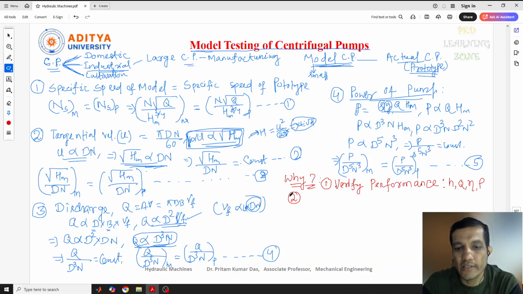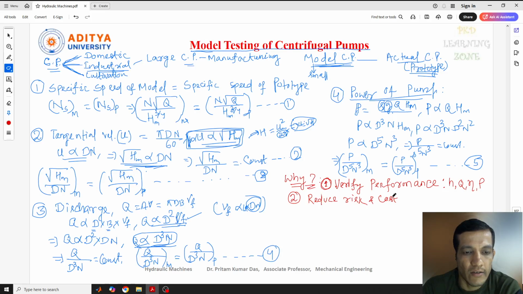If you do these things, then what is the benefit for us? Like what can we get from that? From this, we can reduce the risk and we can reduce the cost. Okay, we can reduce the risk as well as the cost. So why am I talking about reducing cost and risk?